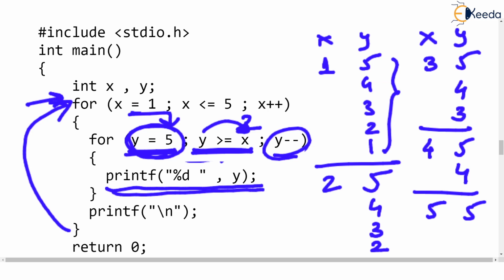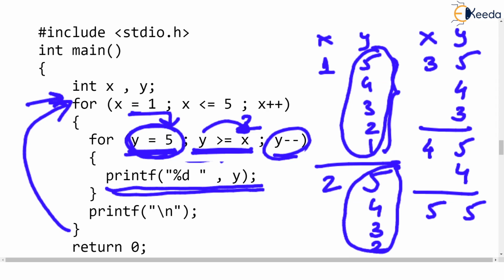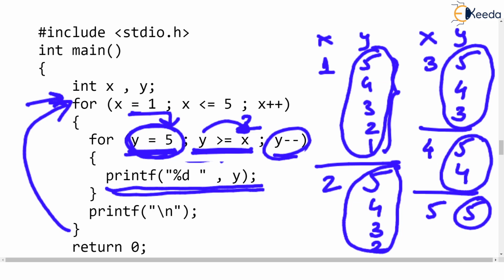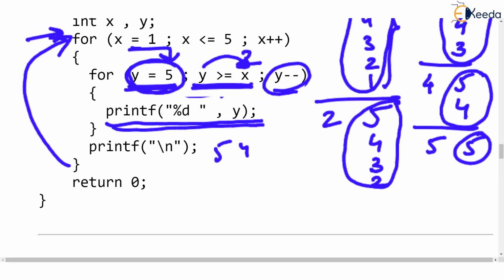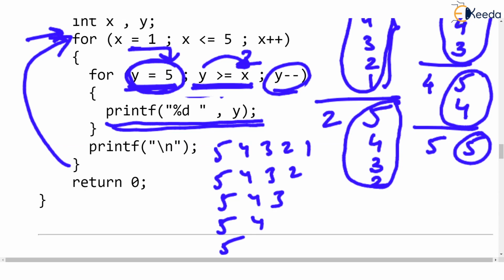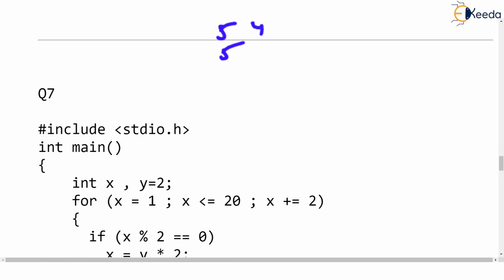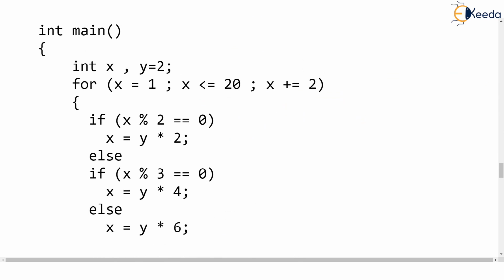So first line will print 5 4 3 2 1. Second line will print 5 4 3 2. Third line is 5 4 3. Next line is 5 4. And last line is 5. So the output over here is going to be 5 4 3 2 1, 5 4 3 2, 5 4 3, 5 4, and 5. Just observe this. Okay, let's see the next question.